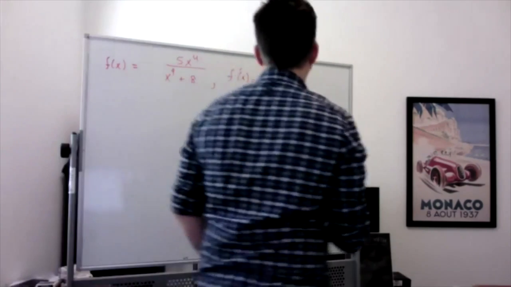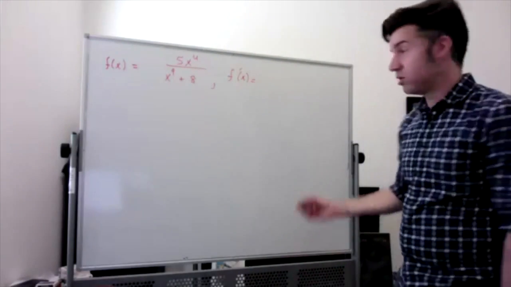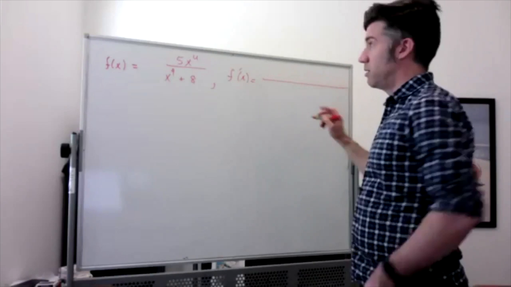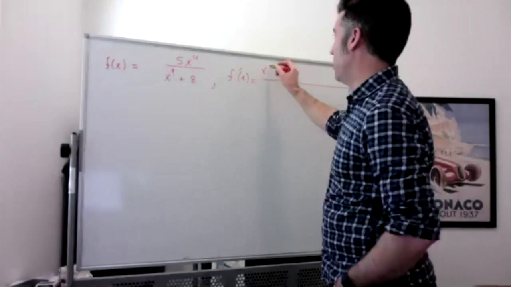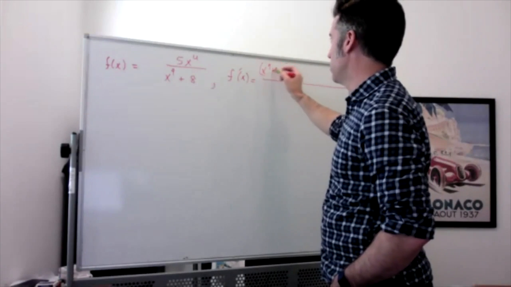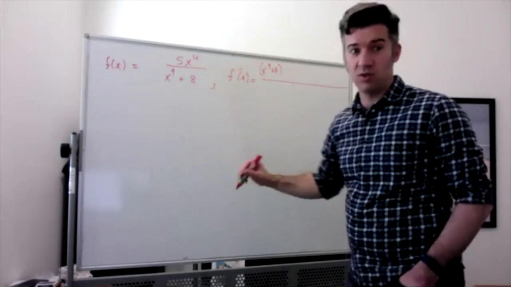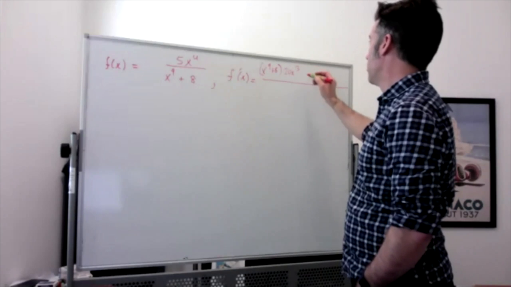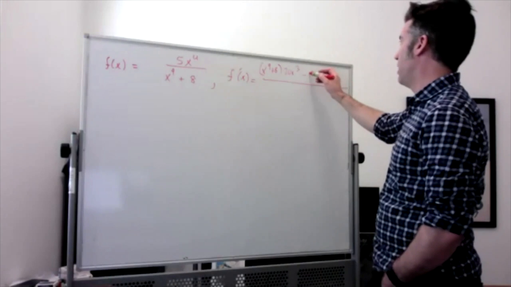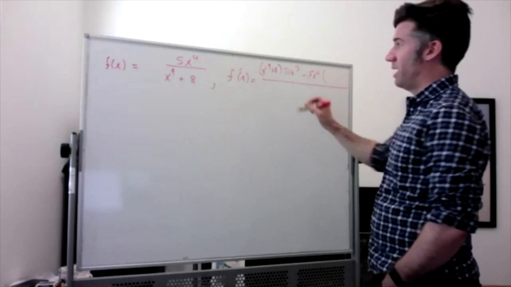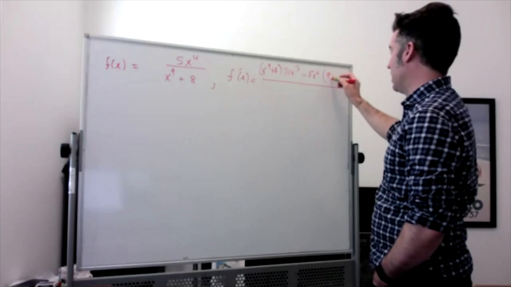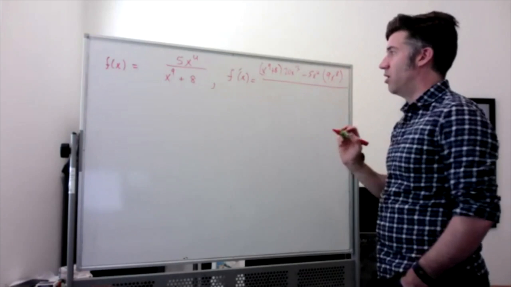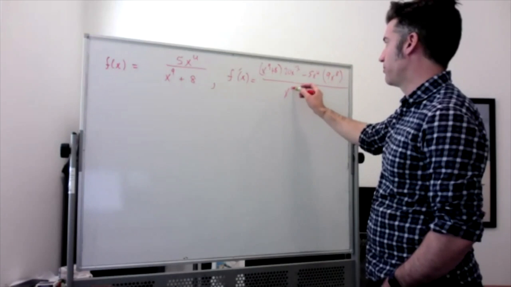So the first derivative, I'm just using the quotient rule. It's going to be the bottom, so x to the ninth plus 8, times the derivative of the top, which is 20x to the third, minus the top, which is 5x to the fourth, times the derivative of the bottom, which is 9x to the eighth, all over the denominator squared.